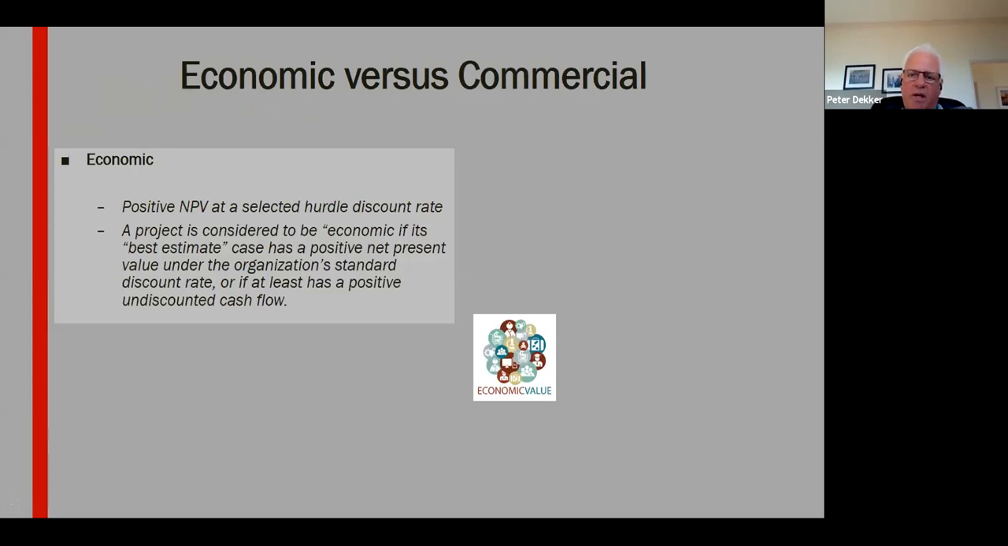So what's the difference between economic and commercial? Economic is positive NPV at a selected hurdle discount rate. A project is considered to be economic if its best estimate case has a positive net present value under the organization's standard discount rate, or if at least it has a positive undiscounted net cash flow. Here they use the best estimate. Quite often in oil and gas, we use the 2P reserves to calculate our economics. Not the 1P, but the 2P. So a 50% chance to produce that amount or more is what we use to calculate our economics. And if that is positive, then the project is economic.